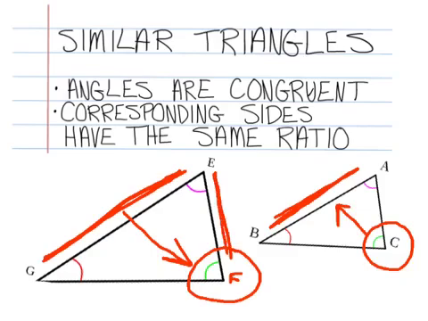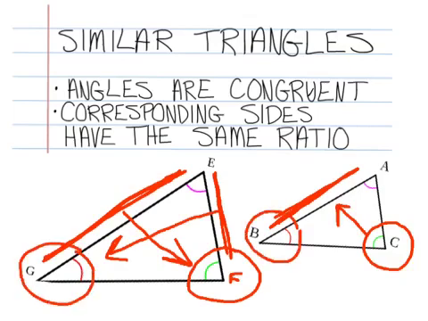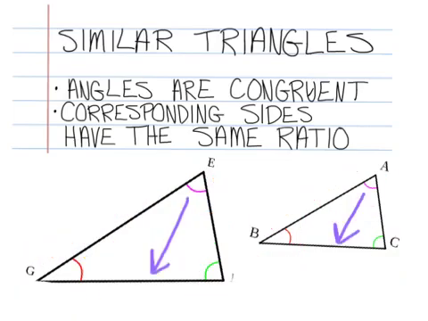So if we're looking at EF, we want the corresponding side of EF. We look at the angle that's opposite of EF, which is angle G. Angle G is congruent to angle B. And the side that is opposite of angle B is going to be AC. So AC is corresponding to EF. Okay, those are corresponding sides. Does that make sense?